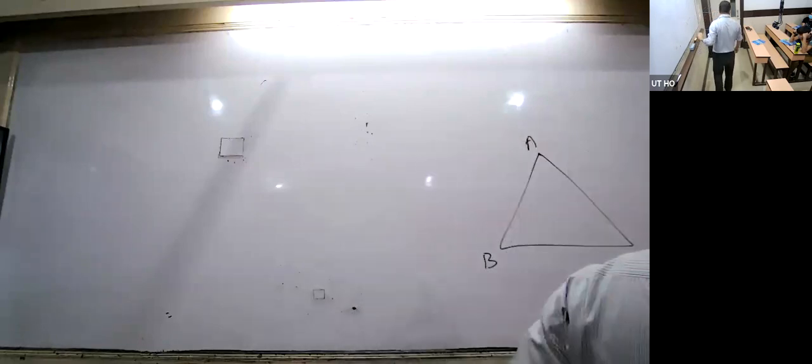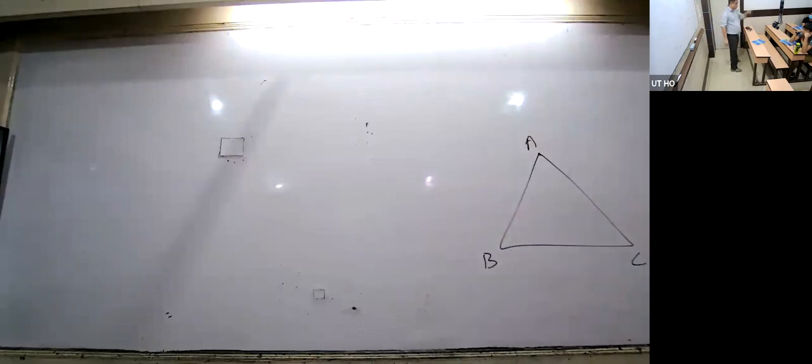Okay, Arya, what is the name of this triangle? Triangle ABC. Okay. Harshita, tell me another name of this triangle.